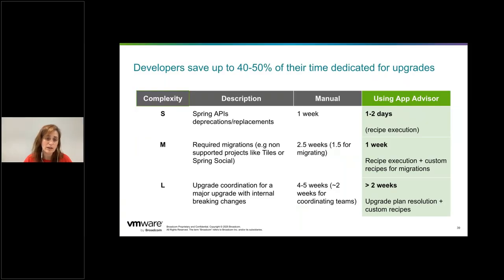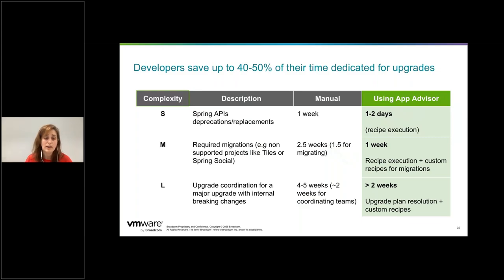We have split this problem into different complexity levels. So S would be, hey, I have a very basic application that is using Spring APIs directly, right? And manually, it's going to take approximately 1 week. These are the estimates that come not only from the upgrade, but also the review process, testing, and so on. And using AppAdvisor, you can simply do the execution, and you only need 1 or 2 days to review the code changes and deploy the application again, right?